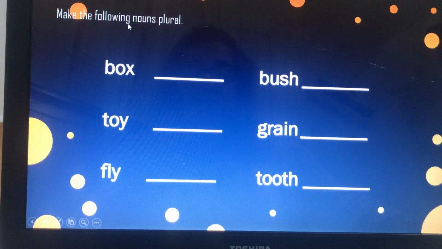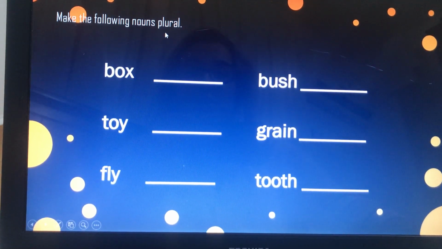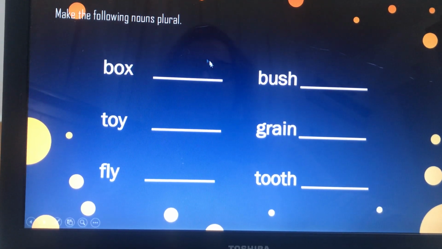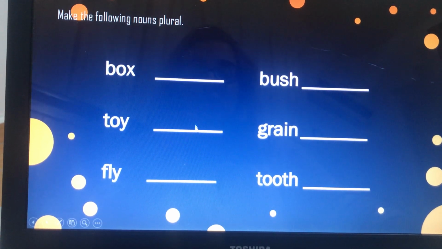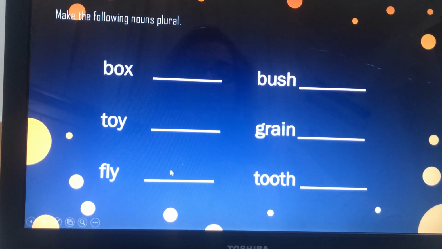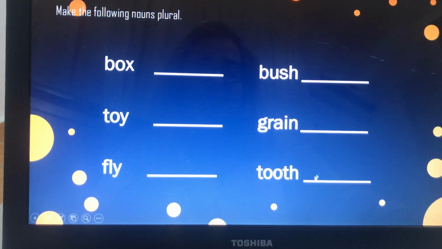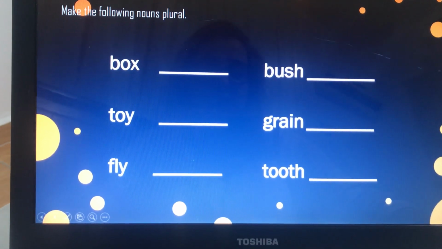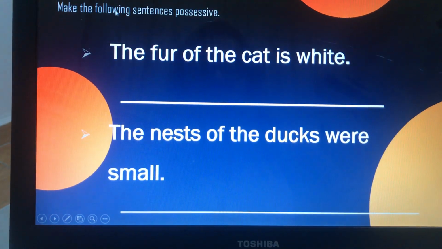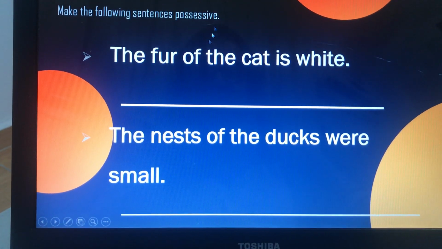Make the following nouns plural. So box would become boxes, toy would become toys, fly would be flies, bush, bushes, grain, grains, and tooth will become teeth. Make the following sentence possessive.